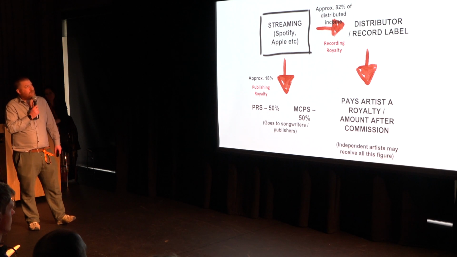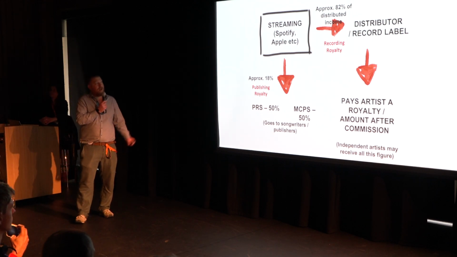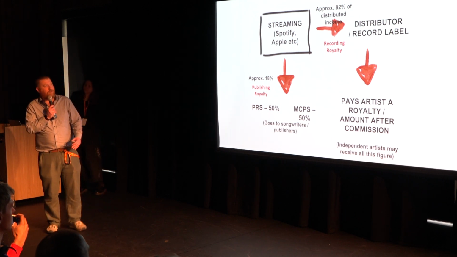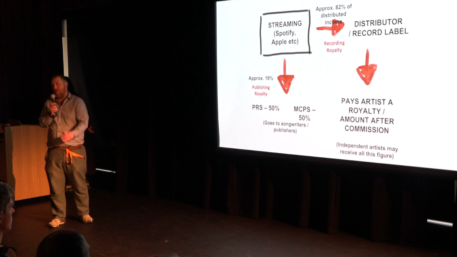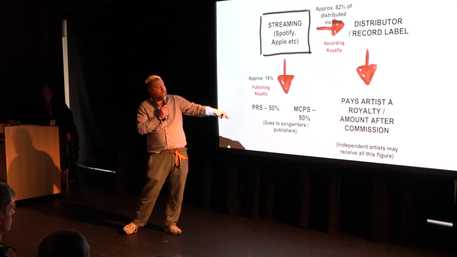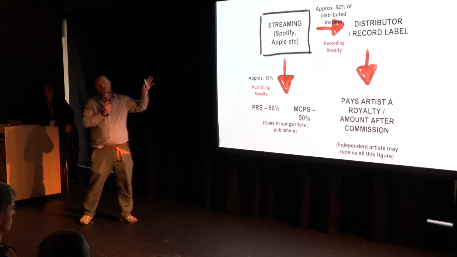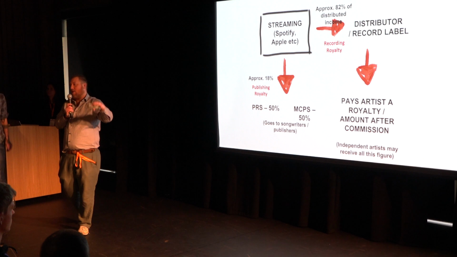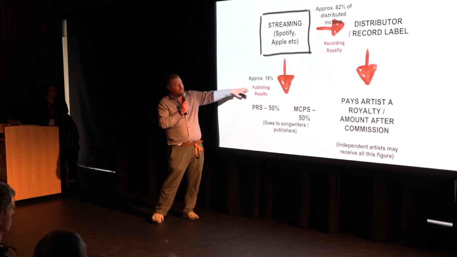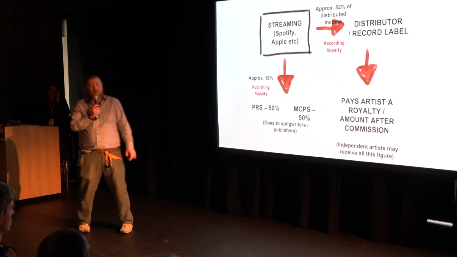So, as we said, in the UK, it's approximately 82% of the money that the DSPs pay out that goes to a distributor or a record label. Now, if you're working with a distributor that doesn't take any percentage because you're paying a fee, you will then get all of this down here. If the distributor takes a percentage, then that's the figure you'll get after that percentage. That is, as I say, if you are recording your music and writing your music, that is 80% of the income. If you're writing your music, this 18% gets paid out half to PRS and half to MCPS.